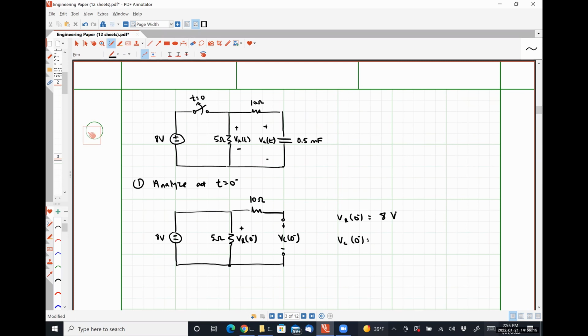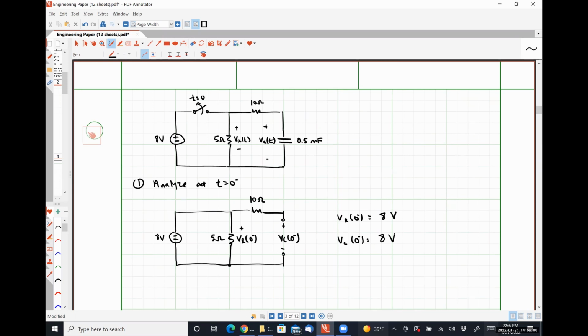All right, let me help you guys along here. How much current flows through the 10-ohm resistor? None, because it's not connected. So if there's no current flowing through the 10-ohm resistor, there's no voltage drop over the 10-ohm resistor, which means the voltage drop over the capacitor is just the voltage drop over the 5-ohm resistor, which we already know to be 8 volts. So VC has to be 8 volts as well. Everybody okay with that? If anybody has a question, I'd be happy to answer it.